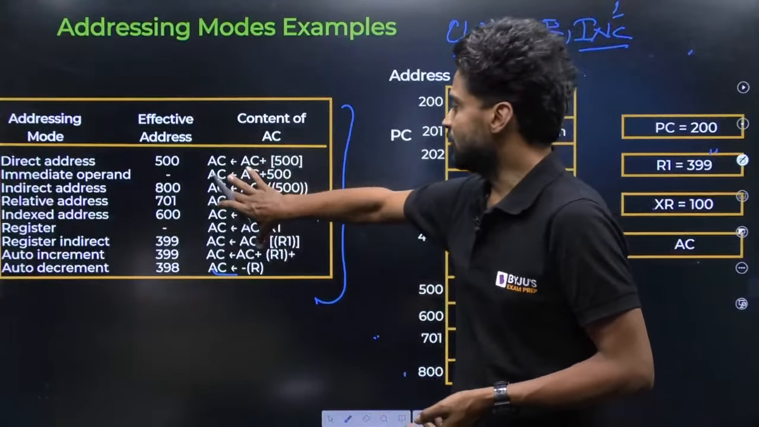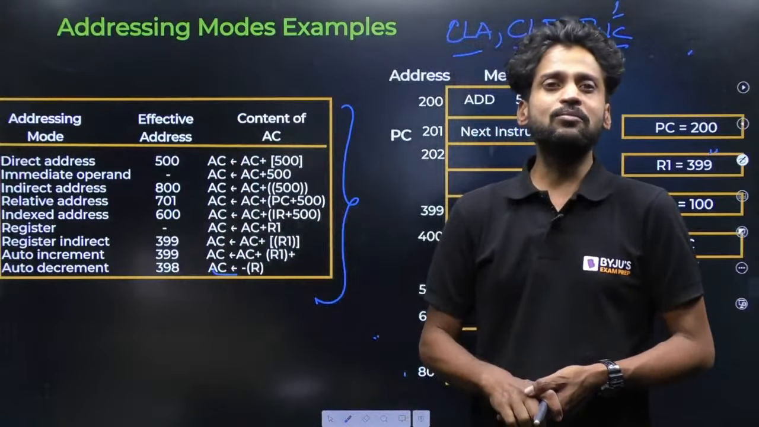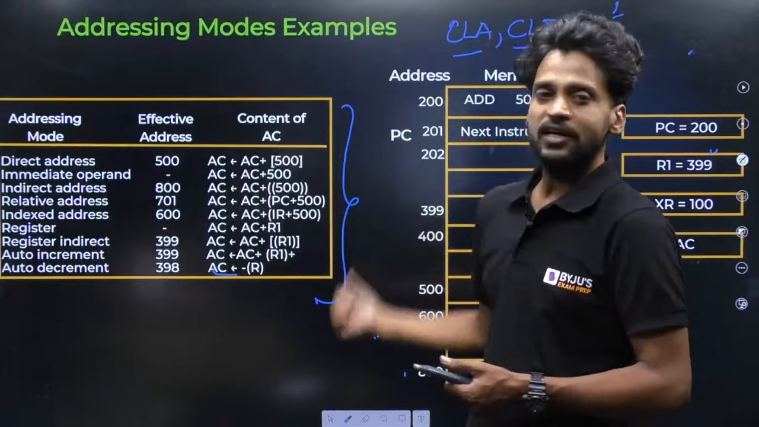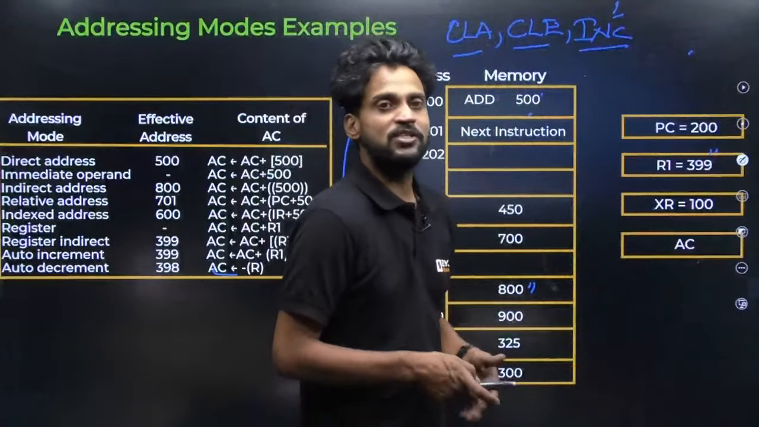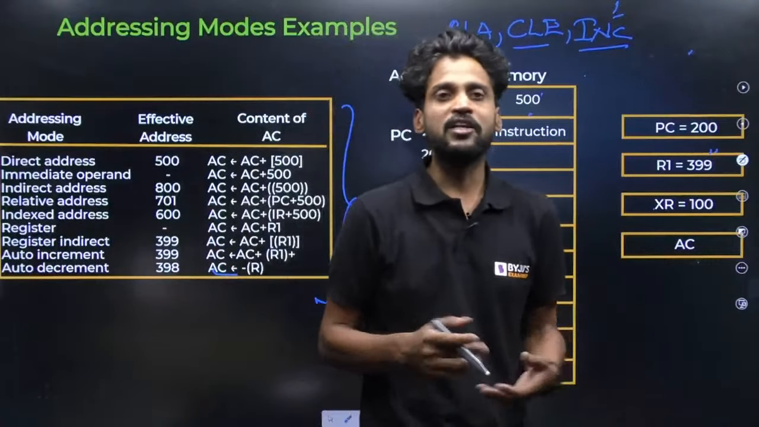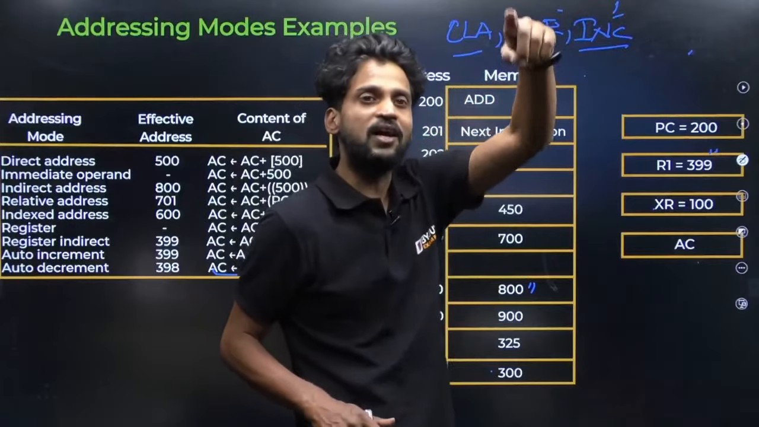Here, I included only those addressing modes in which we do require an operand explicitly. But in the implied addressing mode, I don't require any operand explicitly. For CLA or INC, we don't require any operand explicitly. Most of the times we use the implied addressing mode to update the accumulator.